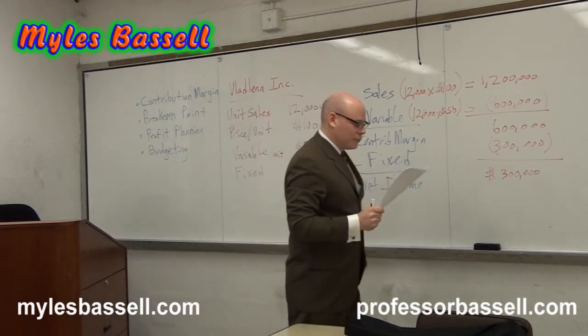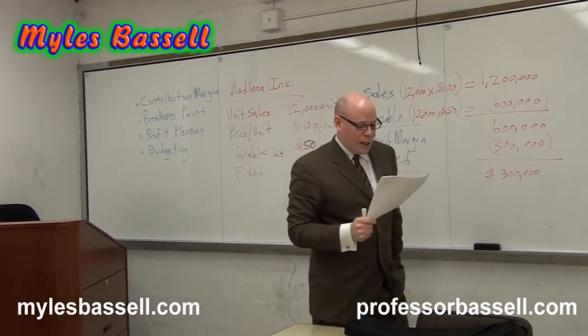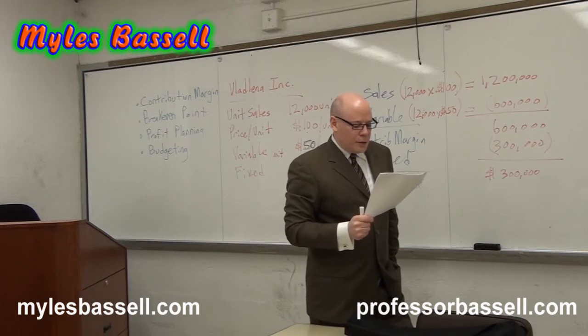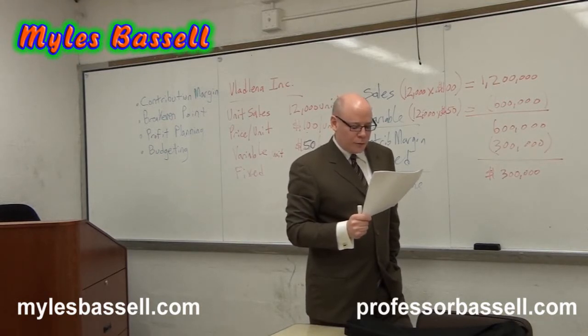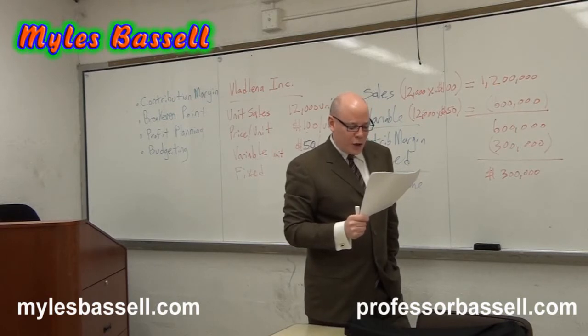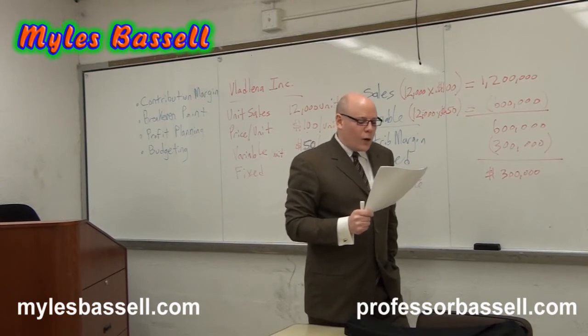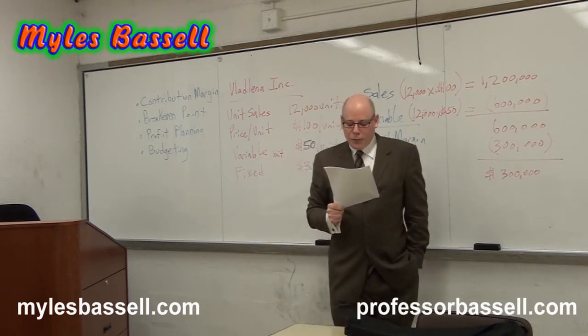Well, we're not done. That's the first step. But it says, what would happen if there was a 10% increase in the dollar contribution margin and a 20% change in the fixed cost? What would happen to net income?